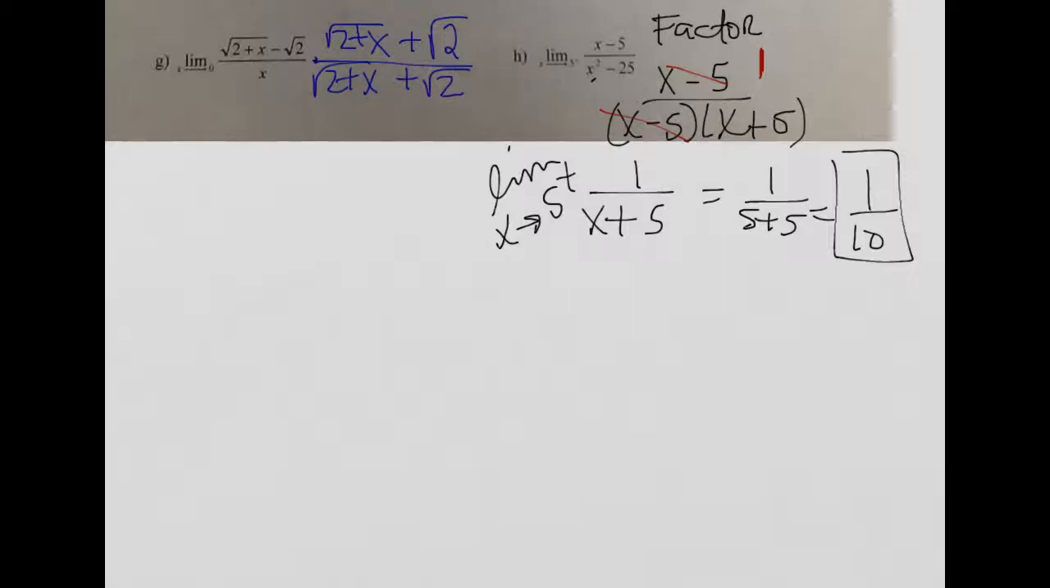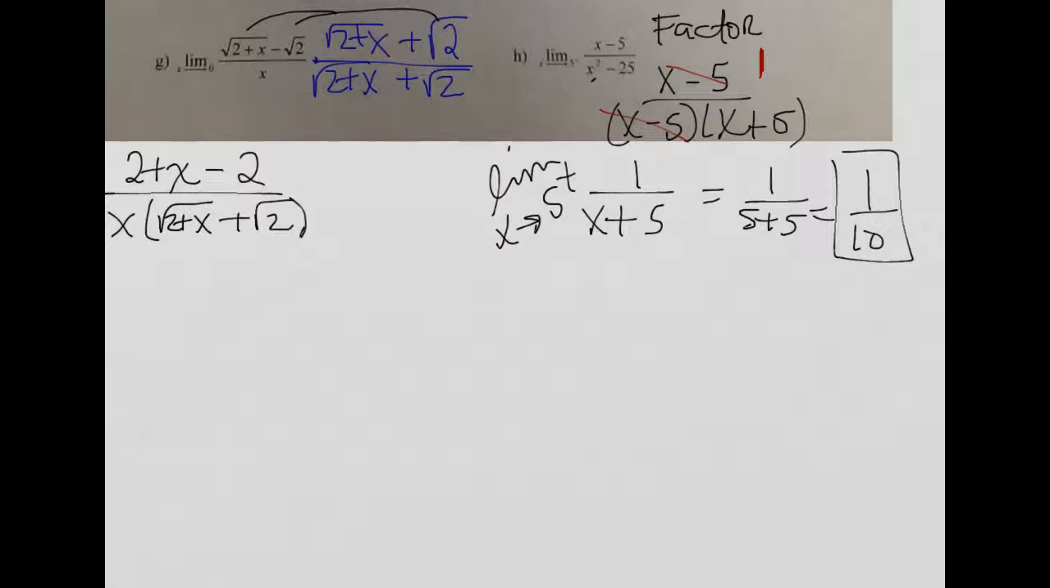Okay, now we need to multiply the top. So the top times itself is 2 plus x. And then negative root 2 times positive root 2 is negative 2, because the root times itself cancel out. The bottom is going to stay the way it is. Okay, so what happens on the top? The 2's cancel. I'm left with just plain old x. The bottom again is what was there.